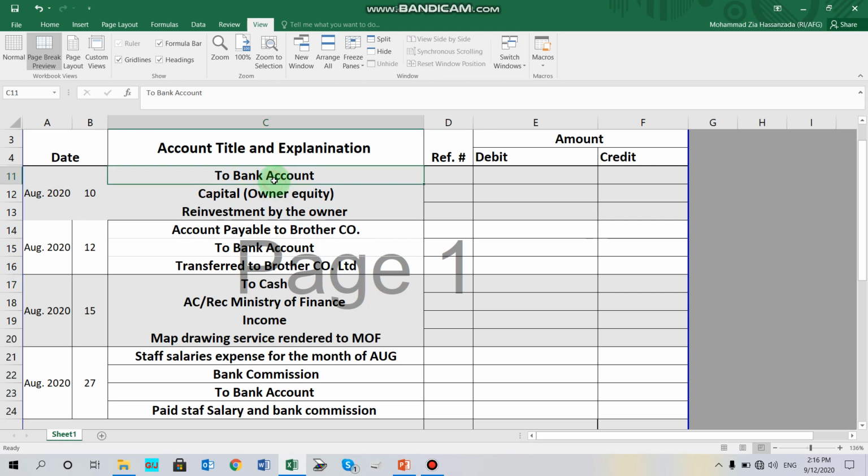So to bank account, since our bank account is increasing by 50,000, we will debit it by 50,000. From the other side, since the capital owner equity is increasing by 50,000, we record it in credit side. So increase in asset is debit, increase in capital is credit.